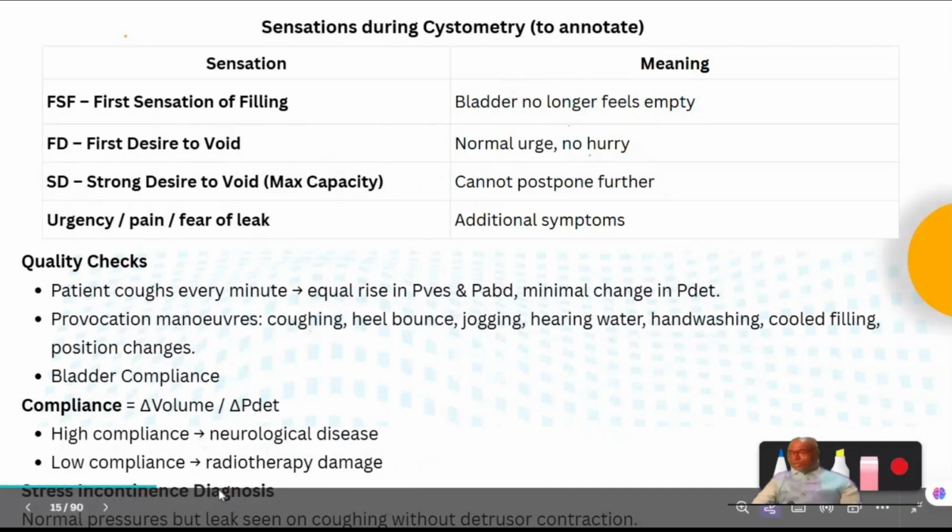Then stress incontinence diagnosis. What happens in stress incontinence? Normal pressure, but leak is seen when the patient coughs without detrusor contraction. There will not be detrusor contraction, but there will be leak when the patient coughs.